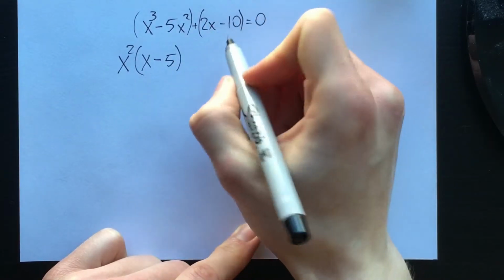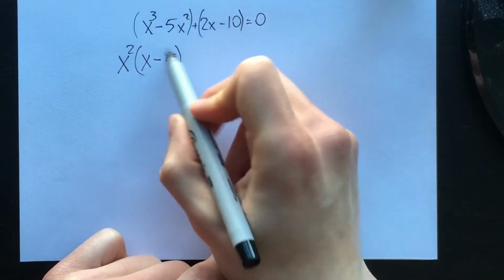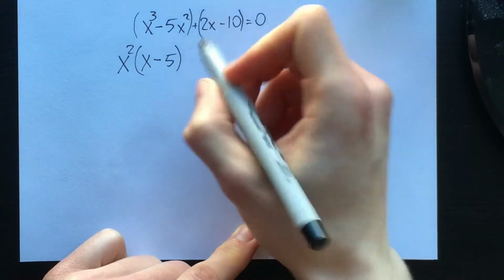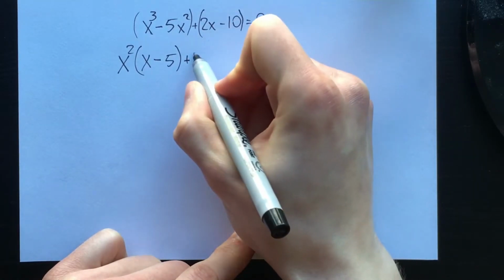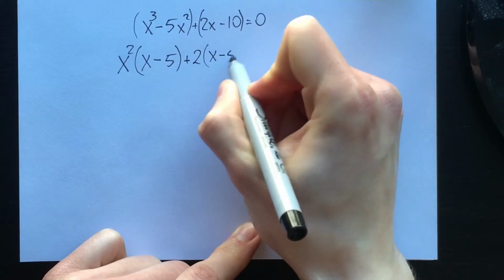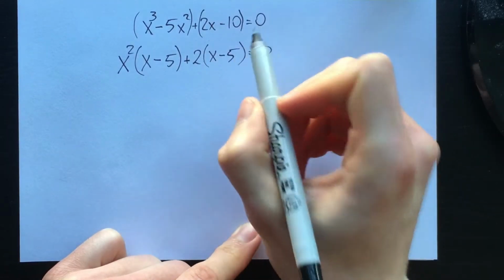So let's look over here. Is there anything that we can factor out of this to make the remainder look like this? Well, yeah, there is actually. We can factor out a 2, so watch. If we factor out a 2, what do we have remaining? Just x and then minus 5. So that's your goal with this.